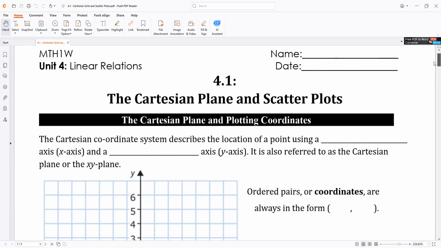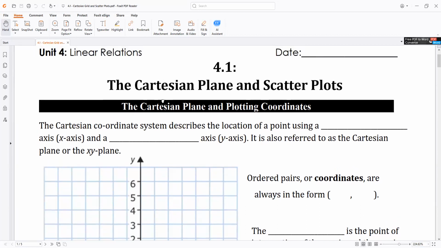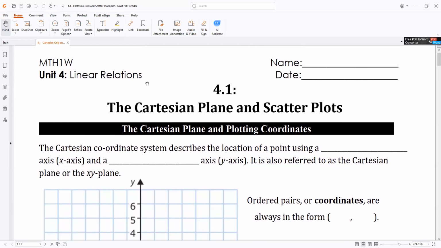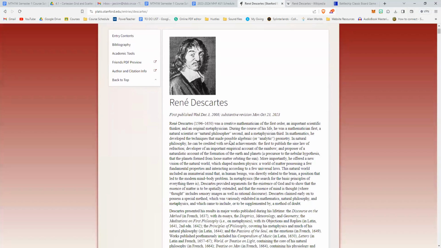Thank you. So today we are going into a new unit that is the Cartesian plane. So I think we should start with a very quick intro of why we have such an interesting name called the Cartesian plane in the unit called linear relations. The first thing I want to talk about is this guy named René Descartes. He is not only a philosopher, but also a scientist and a mathematician.